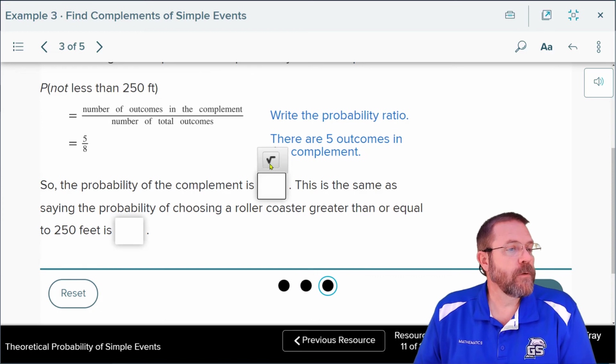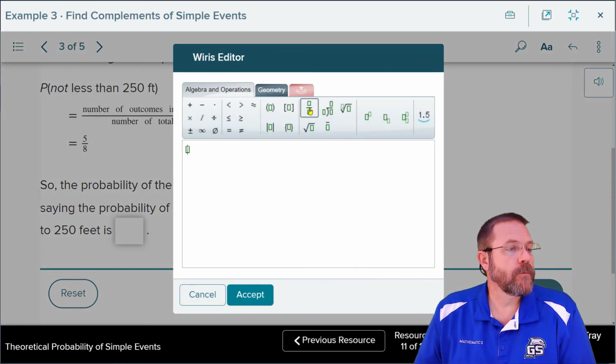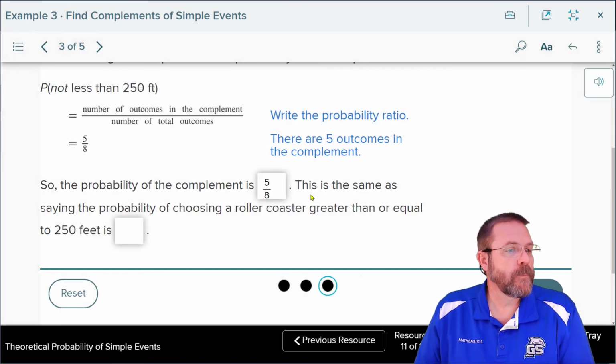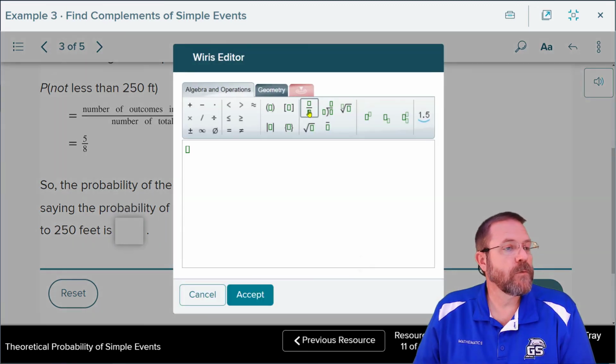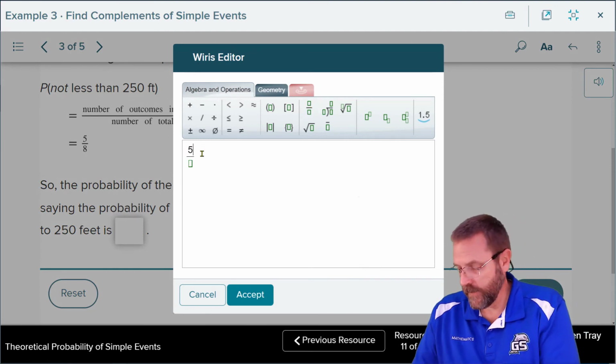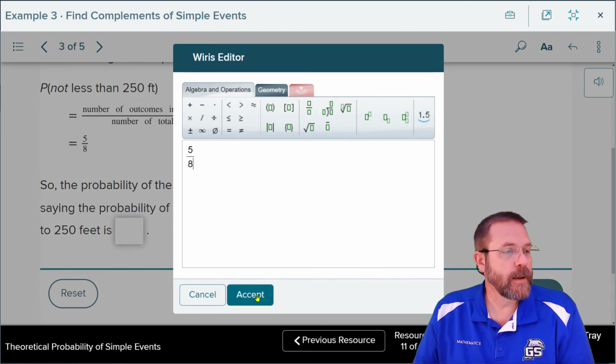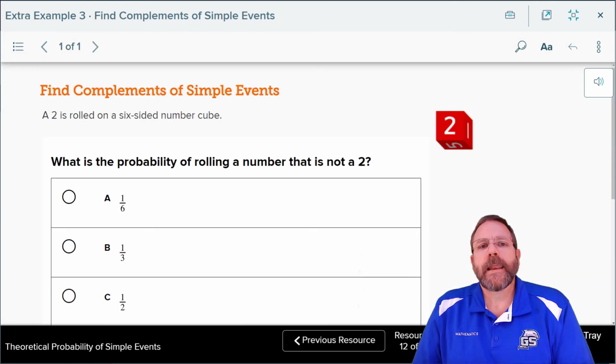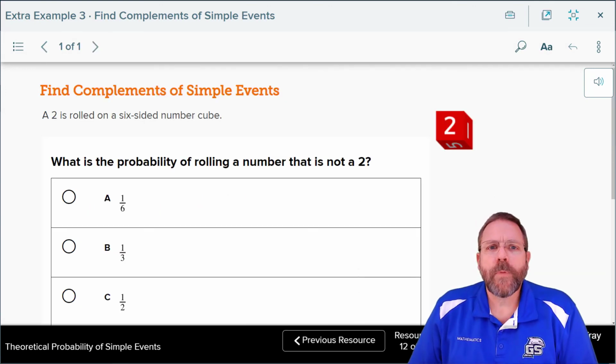The complement, therefore, is going to be, put in the fraction, 5 over 8, except this is the same as saying the probability of choosing a roller coaster greater than or equal to 250 is going to be, once again, we're going to put in the same 5 over 8 because that is what the complement meant. Check it, and both of these check. Now it's going to be your turn. Pause the video and work extra example 3 on your own. This is the last problem in this lesson.